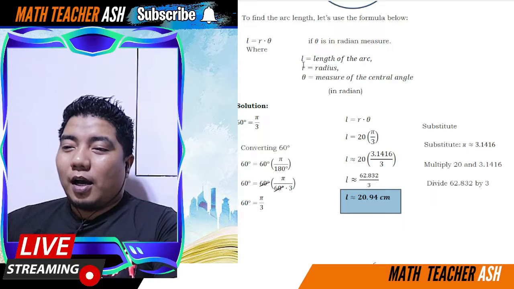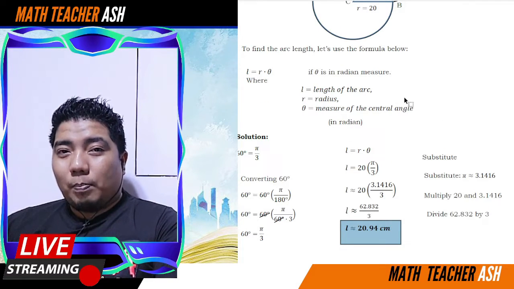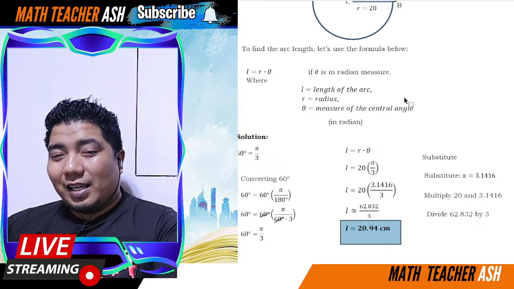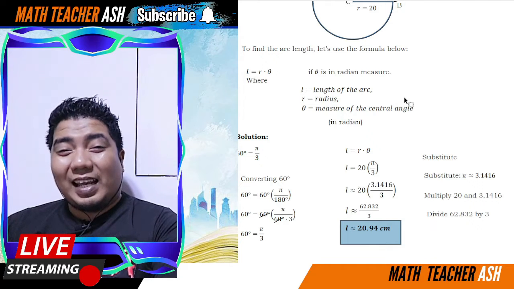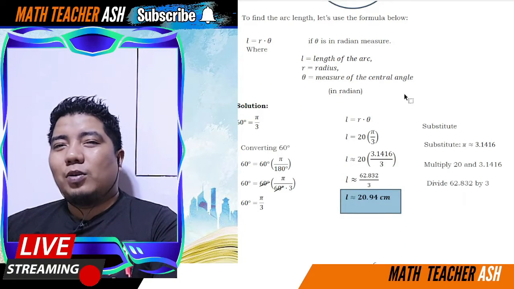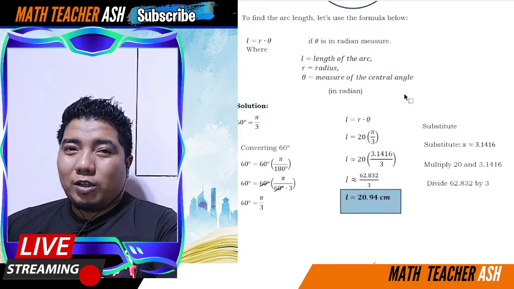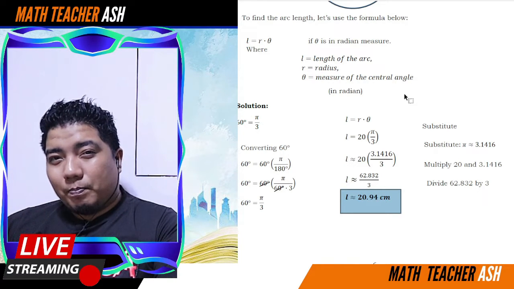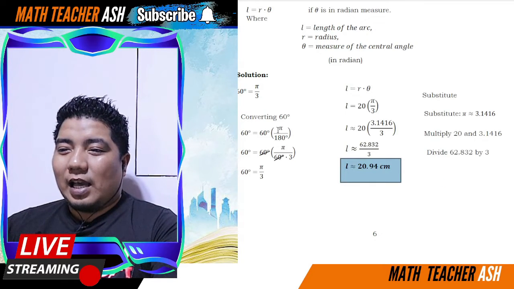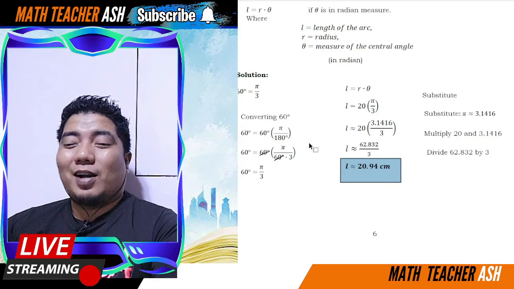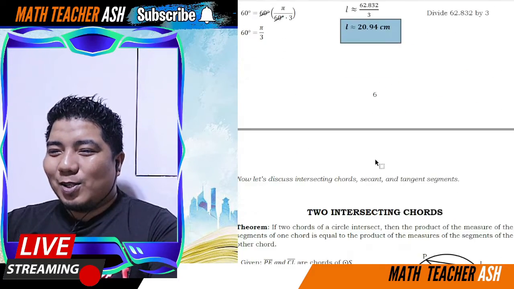Ulitin ko, the arc length is the radius multiplied to theta, in which the theta is being converted into its radian measure. Okay. So that is the degree measure multiplied by pi over 180. Okay. So, this is the case. Yan, pi over 180. Okay, sabi ko nga kanina. Okay, my dear math learners. Now, let us go to the next.